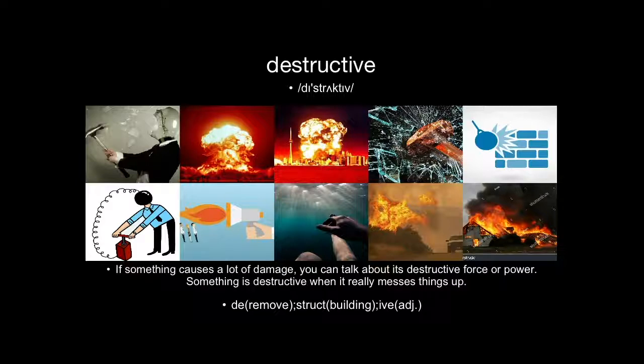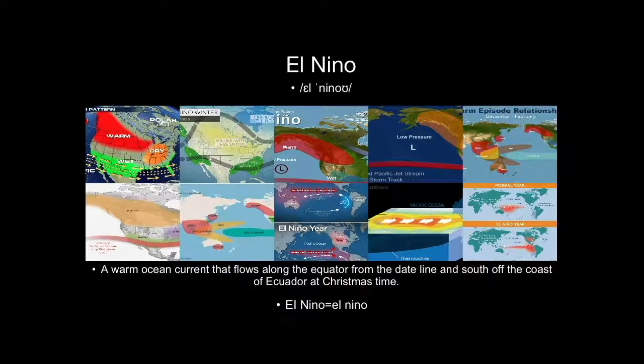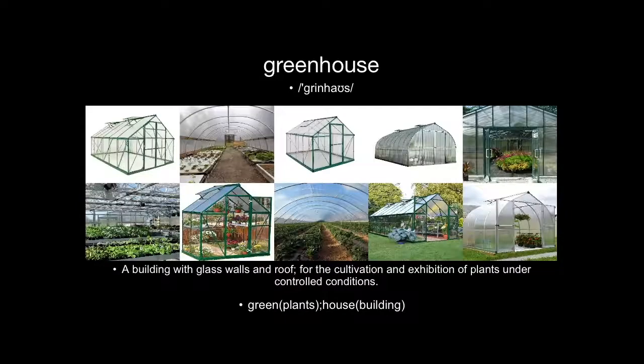Destructive. If something causes a lot of damage, you can talk about its destructive force or power. Something is destructive when it really messes things up. El Niño. A warm ocean current that flows along the equator from the dateline and south off the coast of Ecuador at Christmas time. Greenhouse. A building with glass walls and roof for the cultivation and exhibition of plants under controlled conditions.